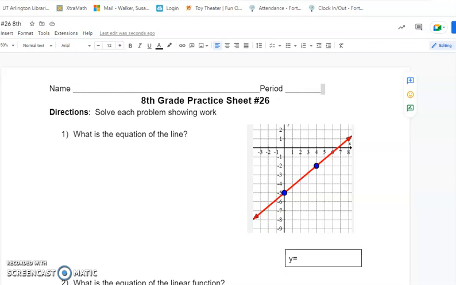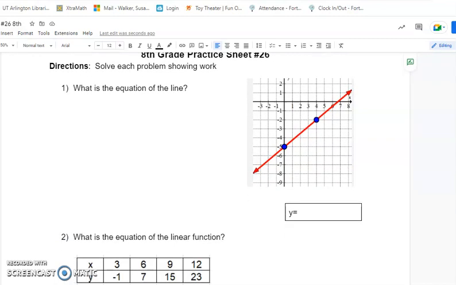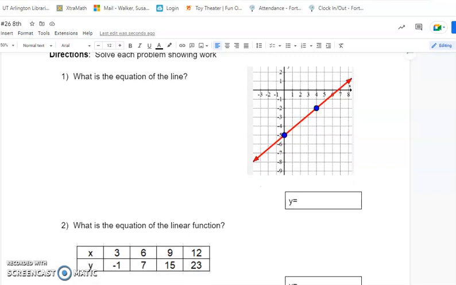Hey everyone, we are working on practice sheet 26. Number 1, equation of a line. Guys, some of us are still struggling. I can tell some of us have a good idea, but we're not quite confident enough, okay?